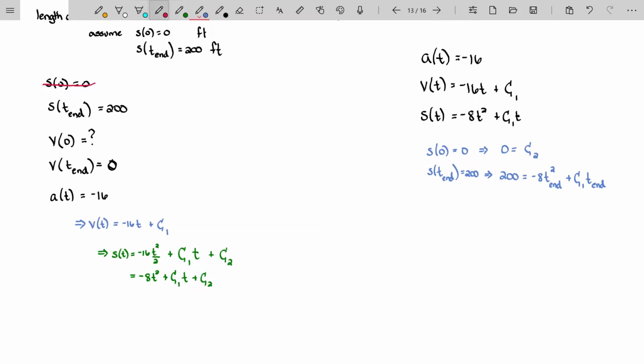We still have more information to go through. So I'll cross that out. This is not information because we can't use it. We don't know it. We've already used the acceleration. So the only other thing I need to use here is that velocity at time end is 0. That's the only other piece of information I have. I hope it's going to be helpful. So let's use that here.